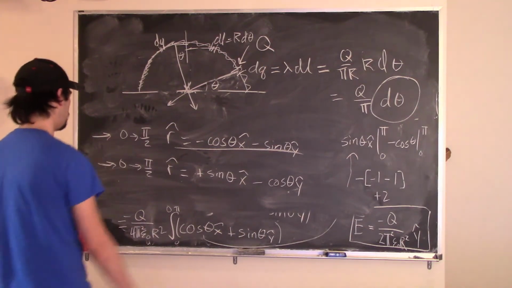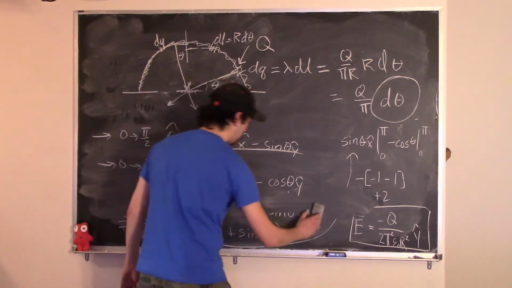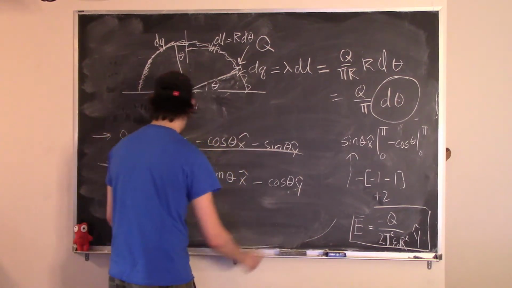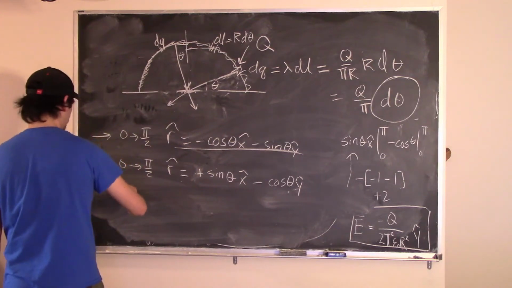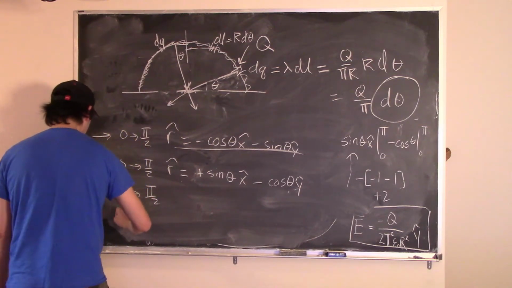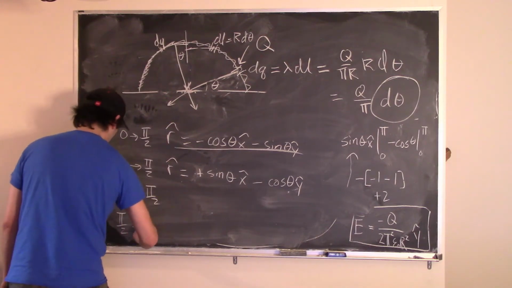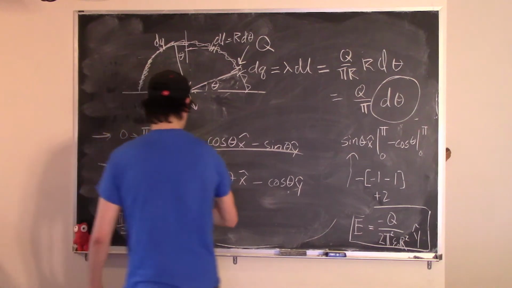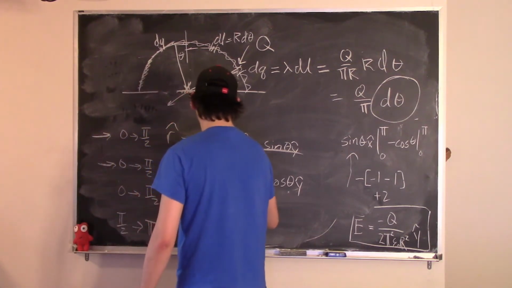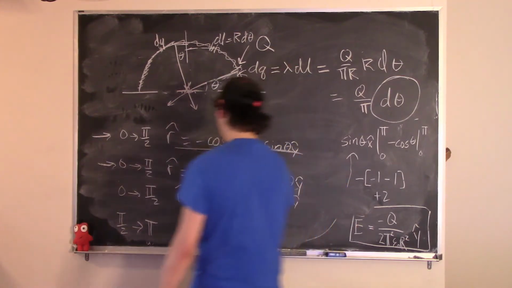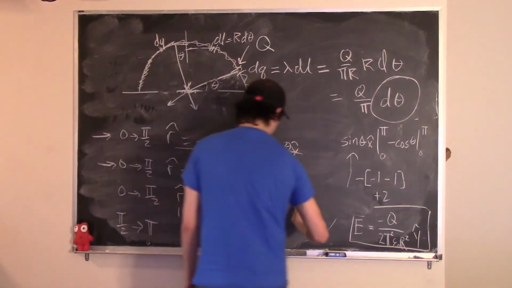Or alternatively, for the split up, that would go from 0 to pi over 2 and then pi over 2 to pi. For this, r hat is equal to minus cosine of theta x hat minus sine of theta y hat. And then this would be the same thing.